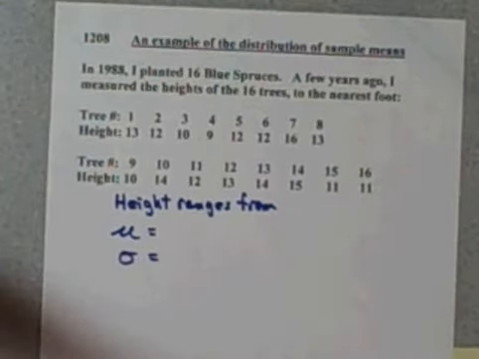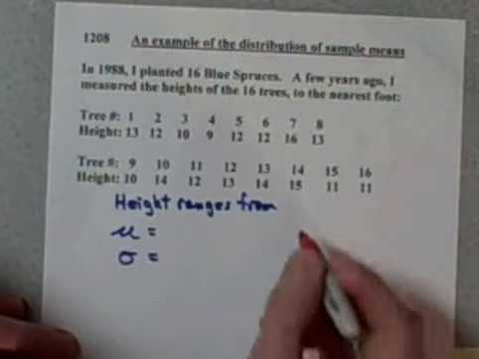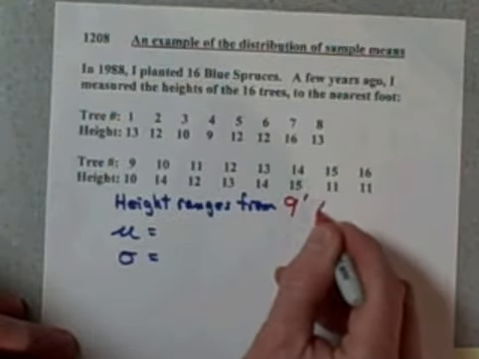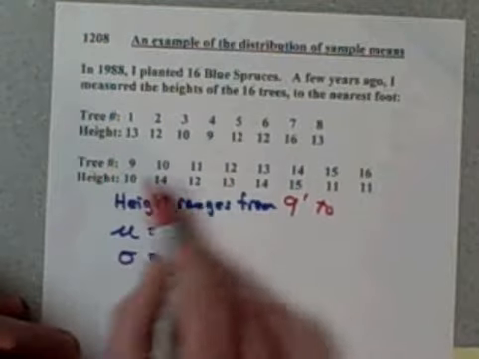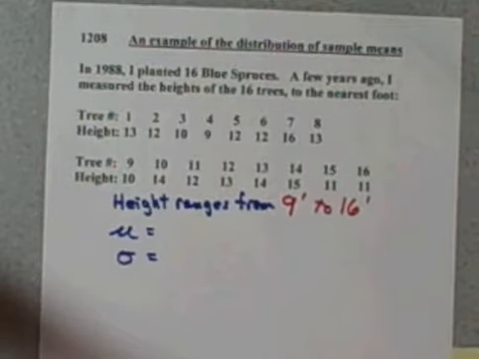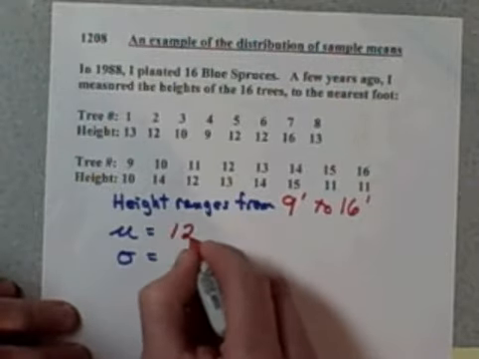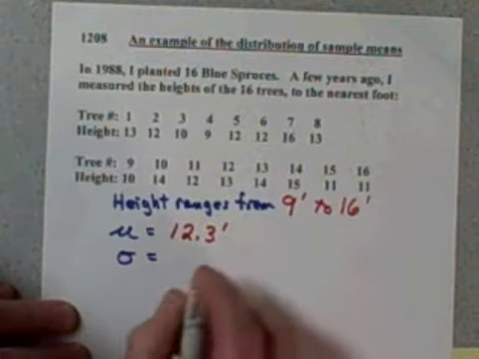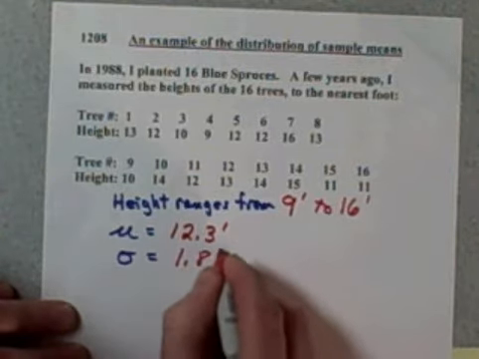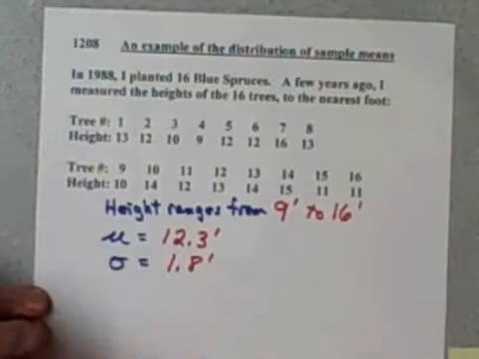Notice that the range of heights of the trees goes from 9 feet, the shortest one, to 16 feet, the tallest one. So 9 to 16 feet for these 16 trees. Now, I have earlier calculated the mean, and the mean of my 16 trees is 12.3 feet, and the standard deviation is 1.8 feet. I figured that by just using my calculator and calculating the mean and standard deviation.